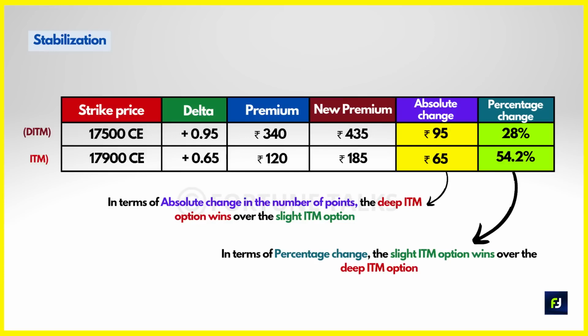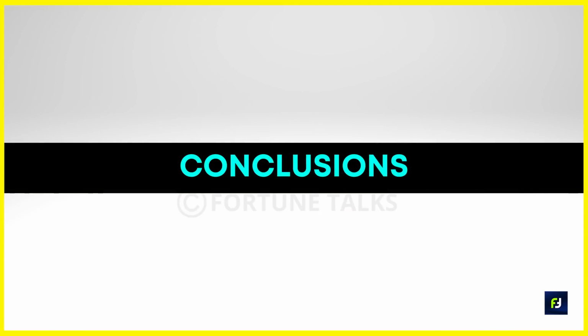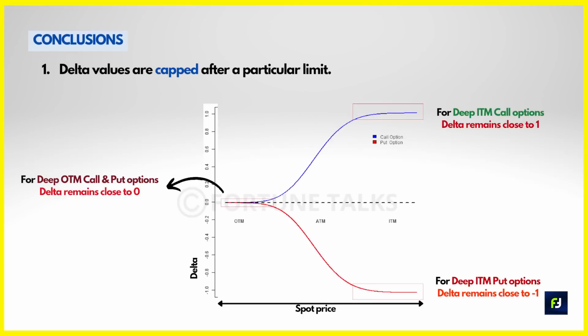Clearly, the slightly ITM options are more sensitive to changes in the underlying, but they are certainly more expensive than ATM and slightly OTM options. Now, what are the conclusions from all these observations? One of the key takeaways from this graph is that delta values are capped after a particular limit. This means that irrespective of how much the spot price falls, and even if the call option goes from out of the money to deep out of the money, the option's delta will cap and will remain at zero.